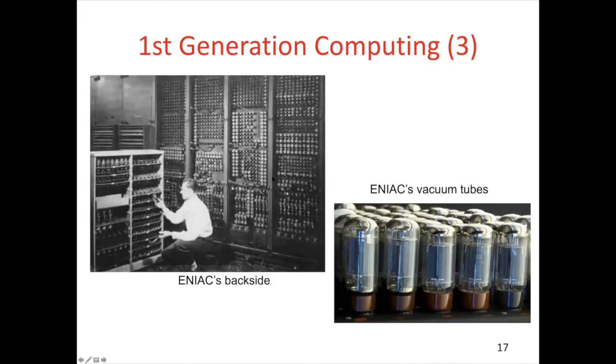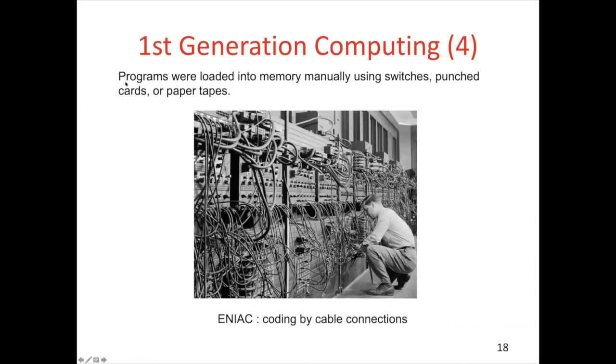This is the back side of the ENIAC. We have vacuum tubes. Vacuum tubes were used in computers before transistors were developed. Programs were loaded into memory manually using switches, punched cards, or paper tapes. Here is another picture of coding of ENIAC by cable connections.